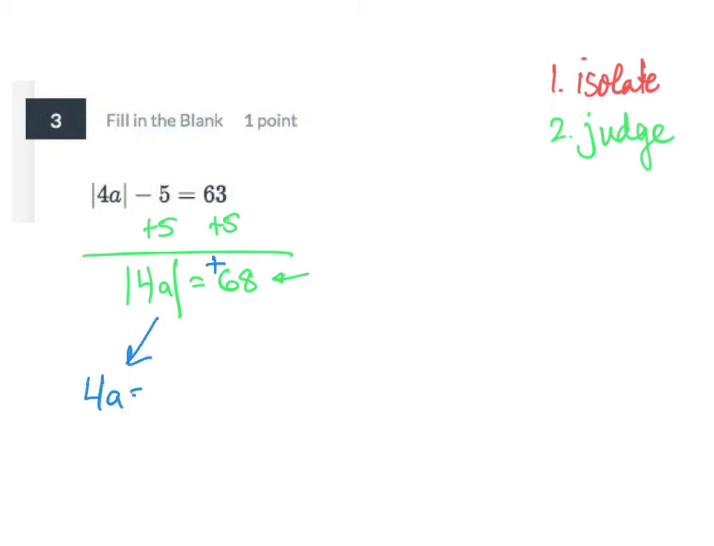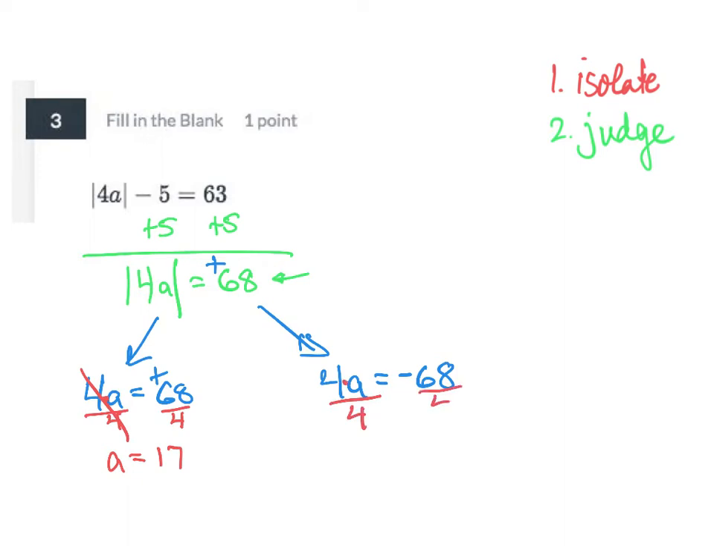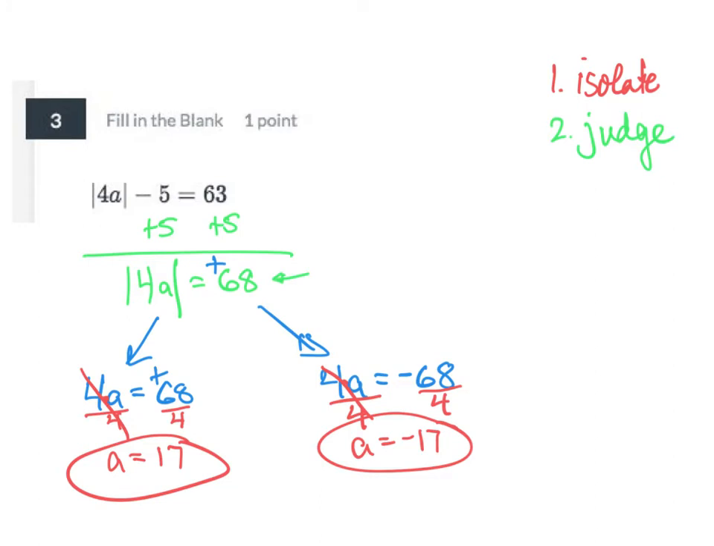We're going to say 4a equals 68, written exactly as the positive 68, or 4a equals negative 68. Remember, 4 and a are multiplying, so we are going to divide. 68 divided by 4 is 17. Again, here 4 and a are multiplying, so we are going to divide. 4 divided by 4 leaves the a by itself. Negative 68 divided by 4 is negative 17. So our answer is positive 17 and negative 17.